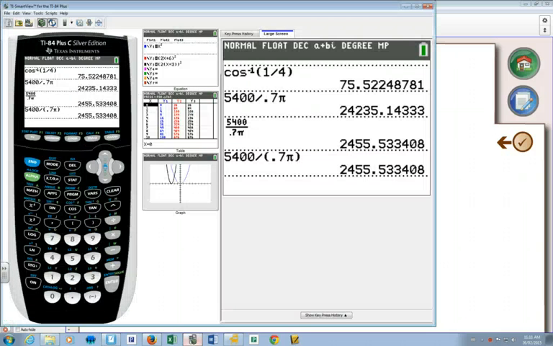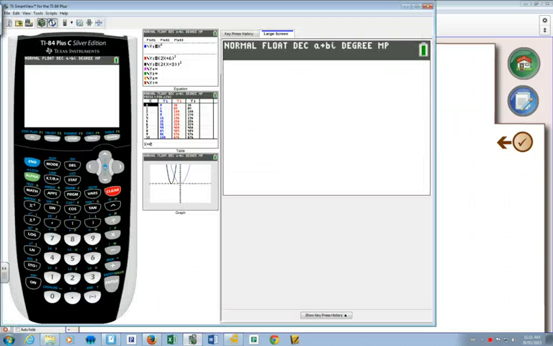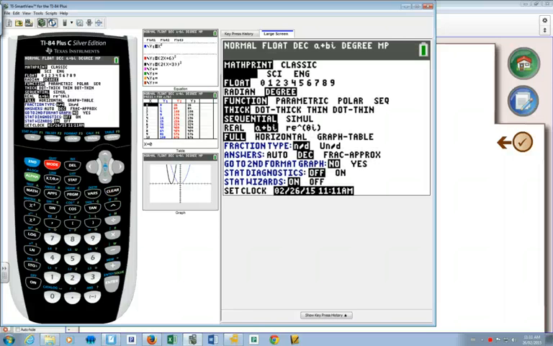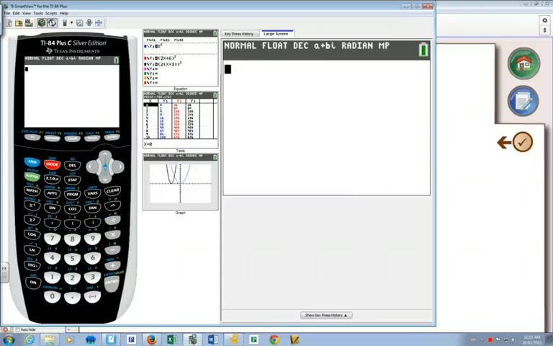One of the things you're going to get really good at this year is taking your calculator and switching back and forth between radians and degrees. So for this one, I'm going to hit my mode button. I was in degrees. I go down, highlight radians, and then come out of that screen. Now my calculator is in radians.